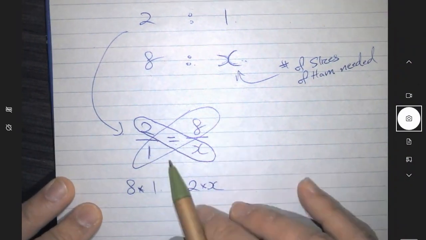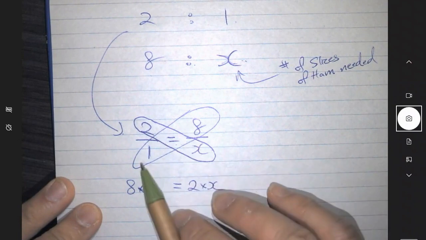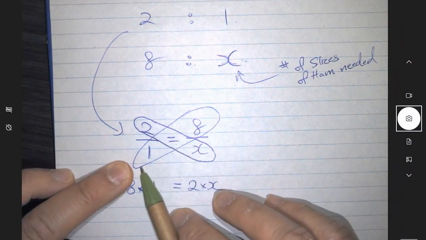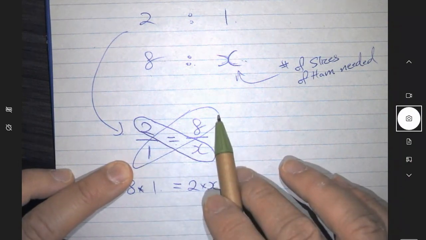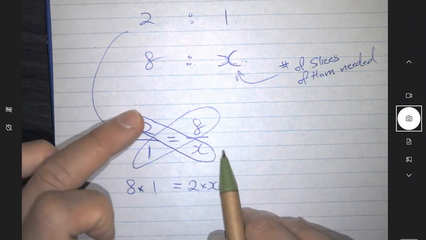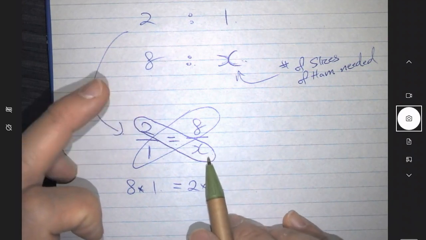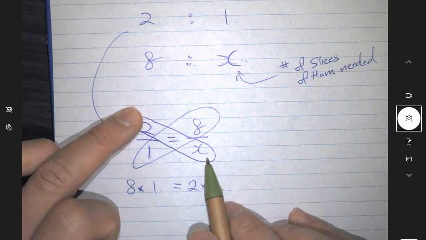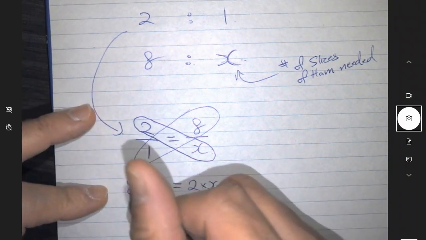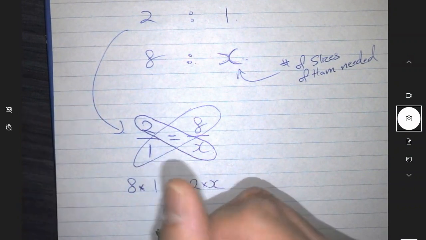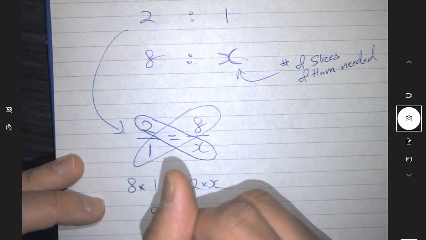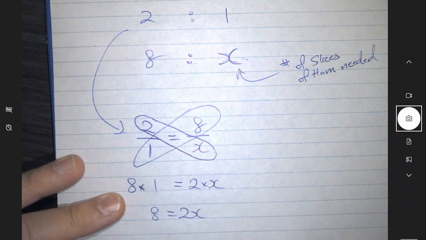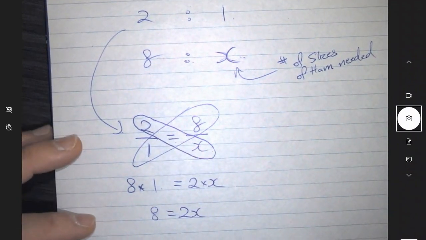So cross multiplication, again, you basically go across the equal sign, but the bottom term from one side multiplies the top term from the other side, and same thing the other way around. The top term from one side multiplies the bottom term of the other side. So 8 times 1 is, yes, 8. Good. So 8 equals 2x. 2 times x is 2x.